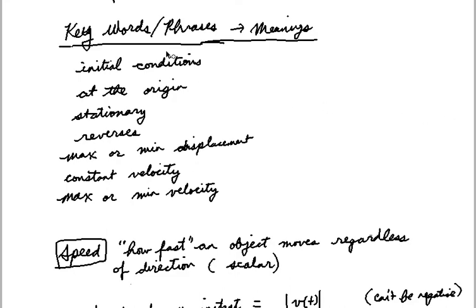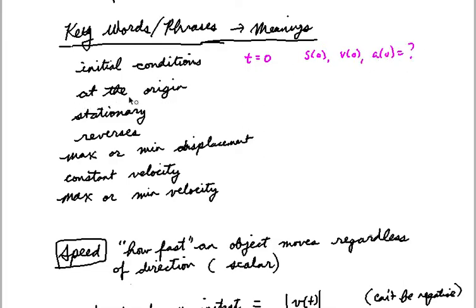Alright, here are some key words and phrases that you might see come up in the word problems. Initial conditions means what? It just means that time is equal to 0. At time 0, what are the initial conditions? If I say, what are the initial conditions? Describe the motion for me when time is 0. That's what it's saying. What is S of 0? What is V of 0? What is A of 0? That's really what it's asking for.